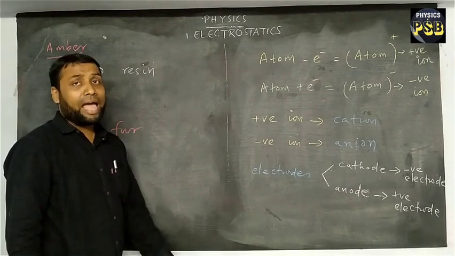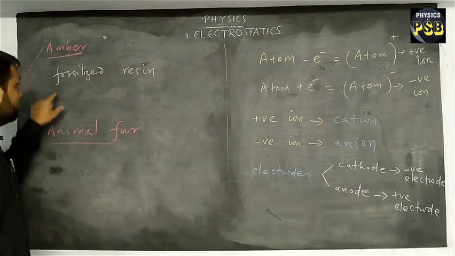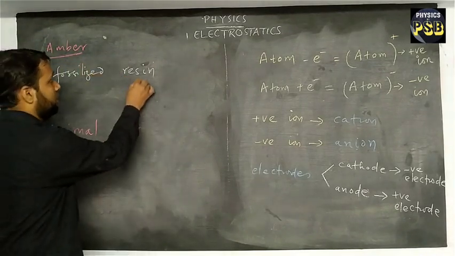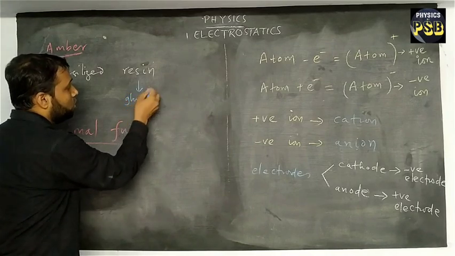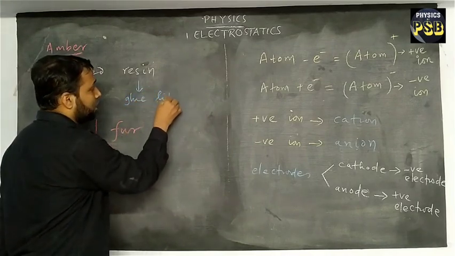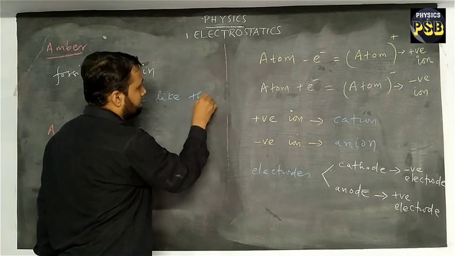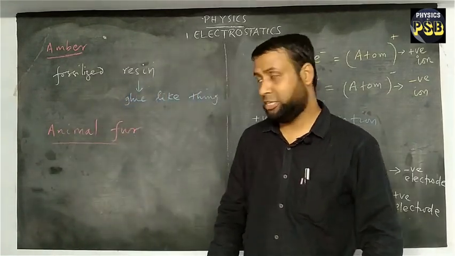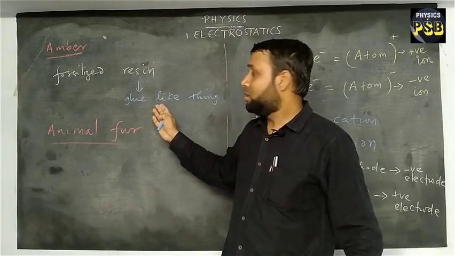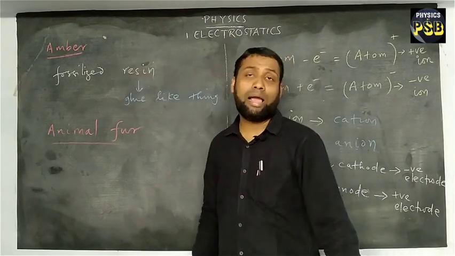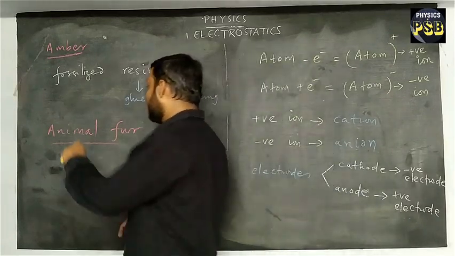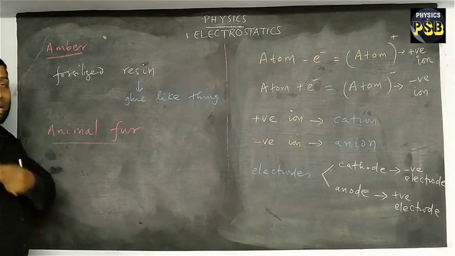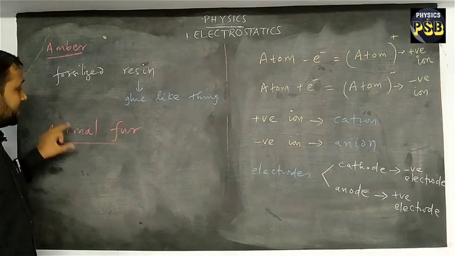I said I will tell you what is amber and animal fur. Let me tell you. Amber is fossilized resin. Resin means a glue-like thing that comes from the trunk of certain trees. When it gets older, it turns into amber. And animal fur, animal skin with the hair present on it is referred to as animal fur.